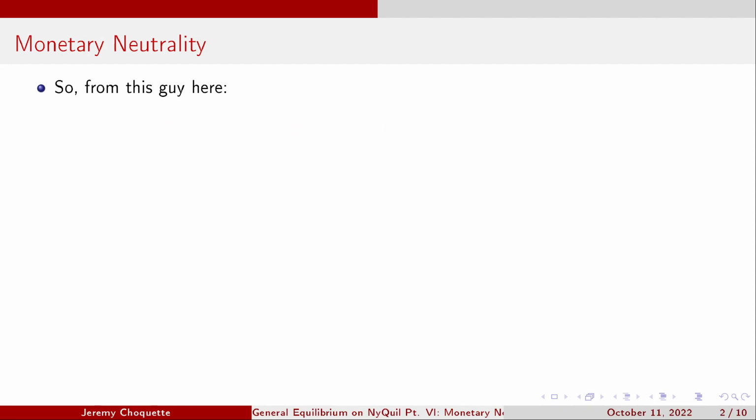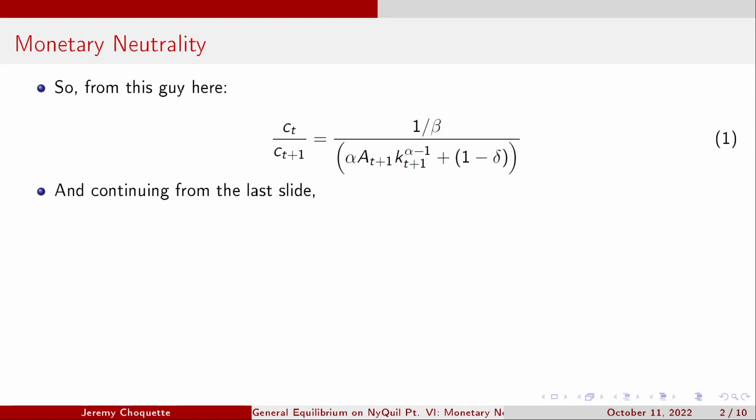Here, what we are going to be doing is going a little bit further into monetary neutrality. From the last lecture, I went through the Euler equation. I was talking about how steady state values of capital are unaffected by changes to the money supply, either in changes to the growth rate or to the stock of money. So I kind of went through this.